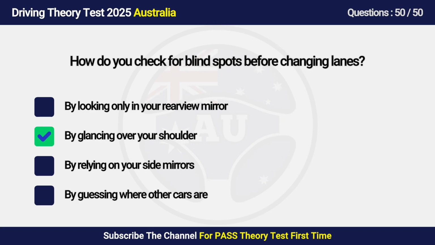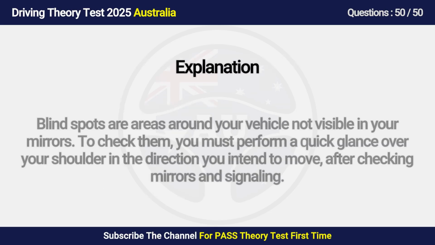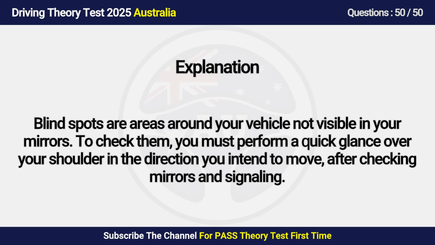Answer is B. By glancing over your shoulder. Blind spots are areas around your vehicle not visible in your mirrors. To check them, you must perform a quick glance over your shoulder in the direction you intend to move, after checking mirrors and signaling.